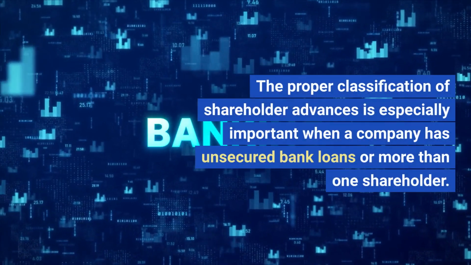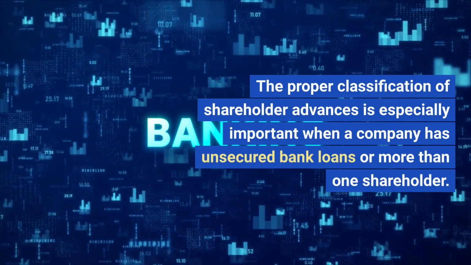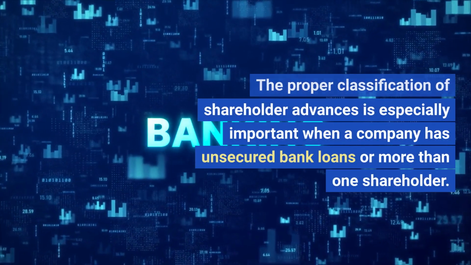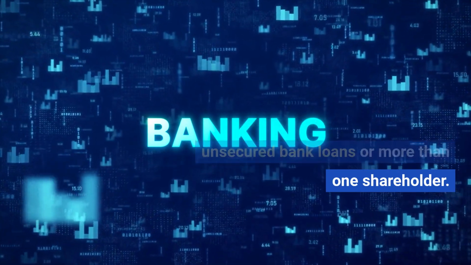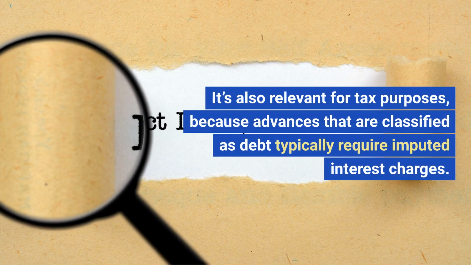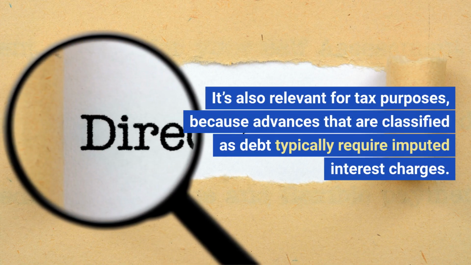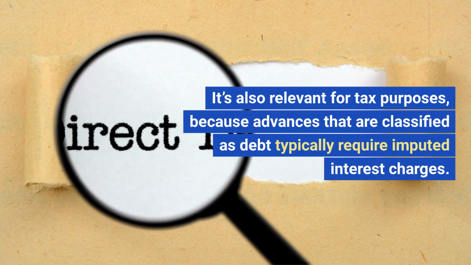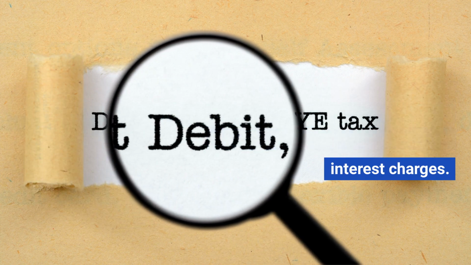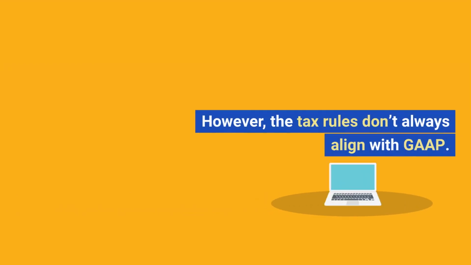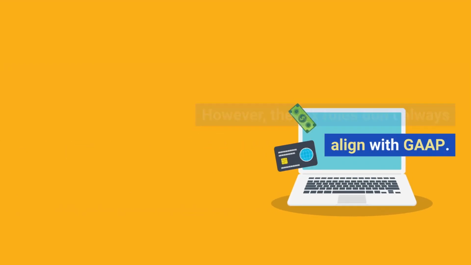The proper classification of shareholder advances is especially important when a company has unsecured bank loans or more than one shareholder. It's also relevant for tax purposes, because advances that are classified as debt typically require imputed interest charges. However, the tax rules don't always align with GAAP.